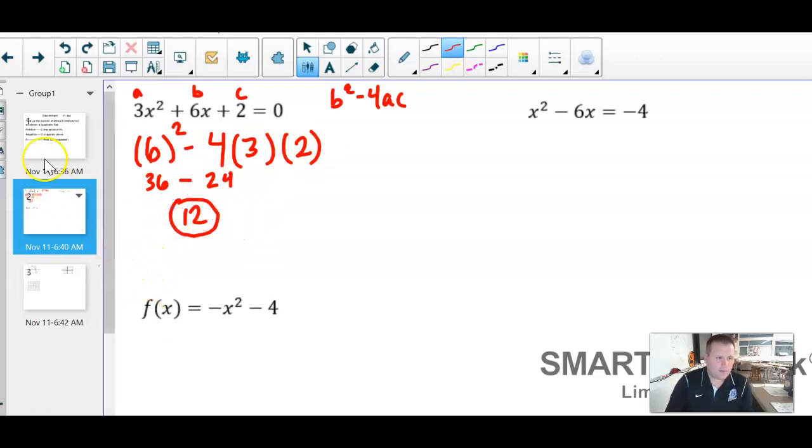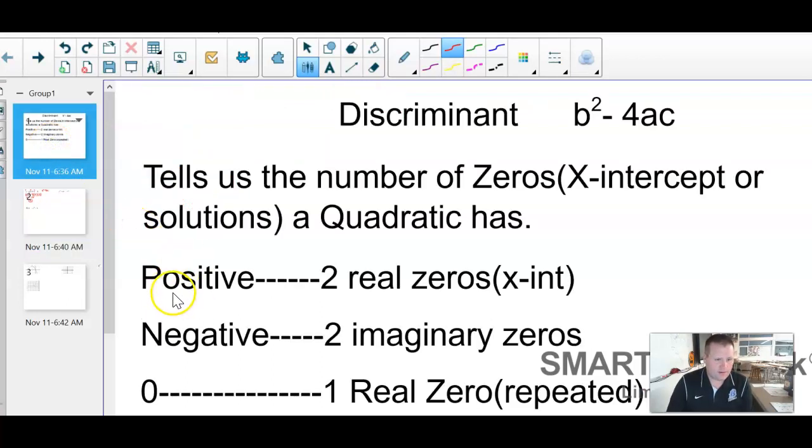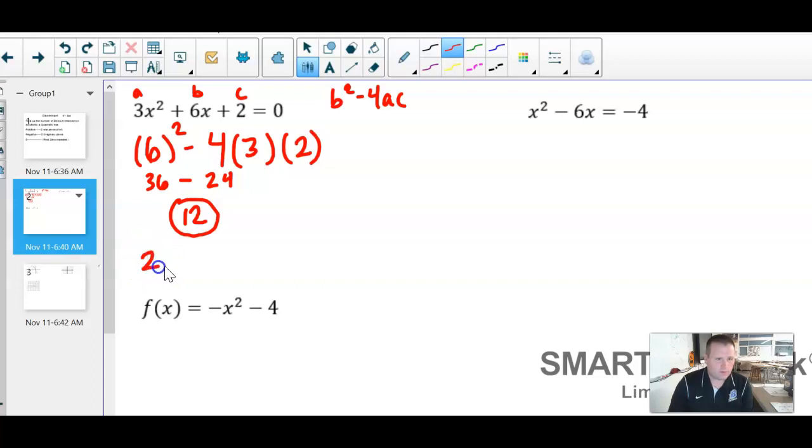Okay? And so if I go back to this page, that 12 is a positive number, so I know there are two real solutions. So I'm going to put that there are two real solutions or zeros, whichever way you want to put that. And all that means is it's going to cross the x-axis at 2 spots. So there's 2 x-intercepts as well for that one. Okay? And that's all you're doing. Just plug in your formula, find your discriminant, and state how many zeros you have.